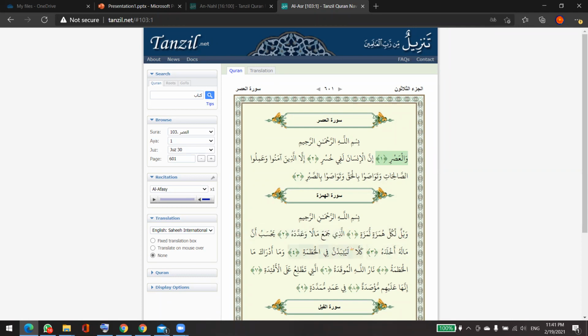I'm looking for the fi. Yes, harf of jar. Fil hutamati. So fi is harf of jar, and hutamati is majroor. The moment we see harf of jar, the ism that follows is always jar. Fil hutamati. Alal afidati. Over here it's fi, and fi amadin. Amadin, again, is in jar status. So these are some examples from the Quran.